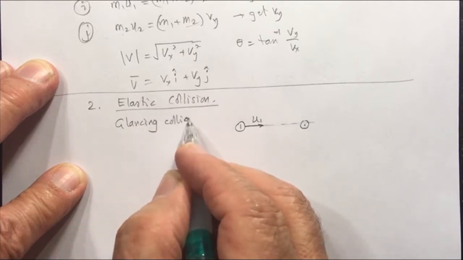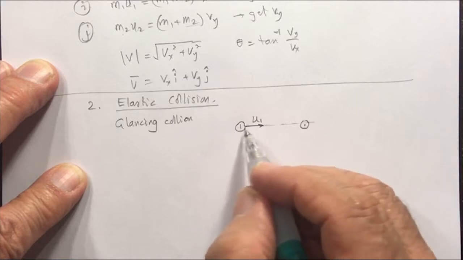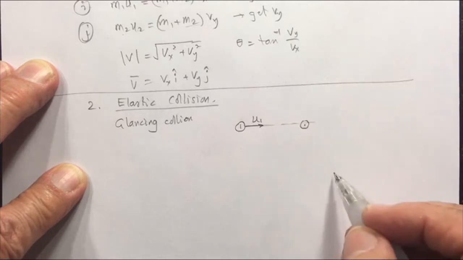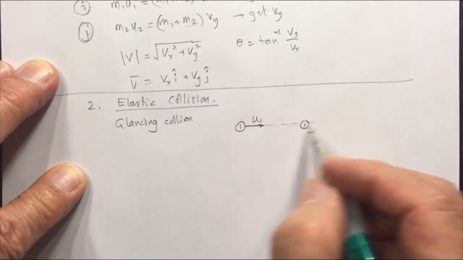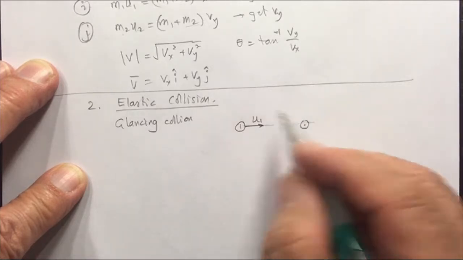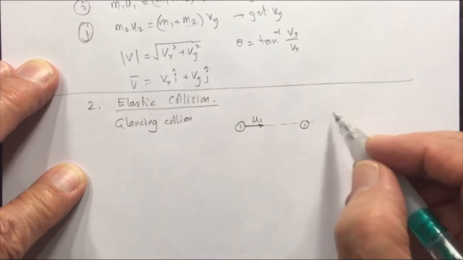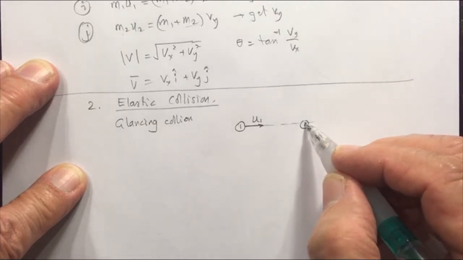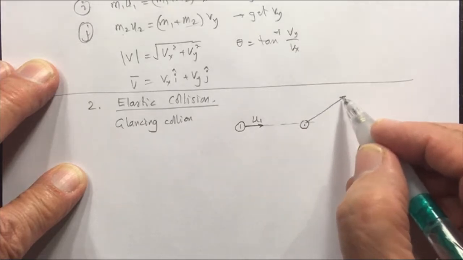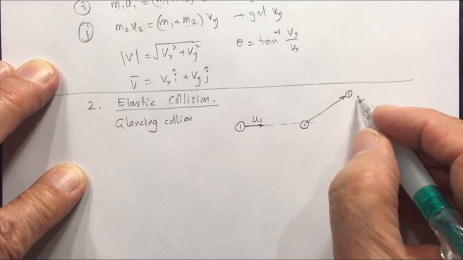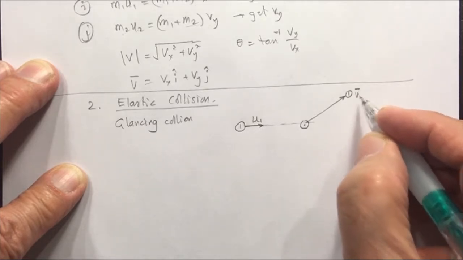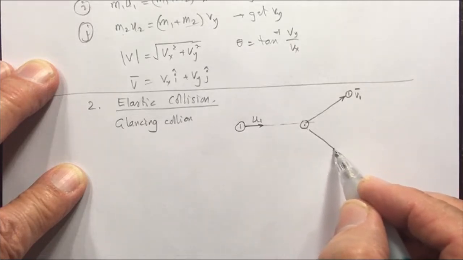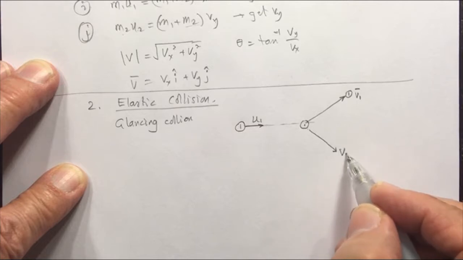And in a glancing collision, the object number 1 will go off at some angle, and 2 will go off at some other angle. It's not going to bounce backwards, and it's not a head-on collision, but it's going to go forwards. So that's the initial condition. And as it hits it, let's assume that we can draw it from here, that object number 1 is going off at a velocity v1. Now it's a vector, it will have x and y components, and object 2 is going off with a velocity v2.